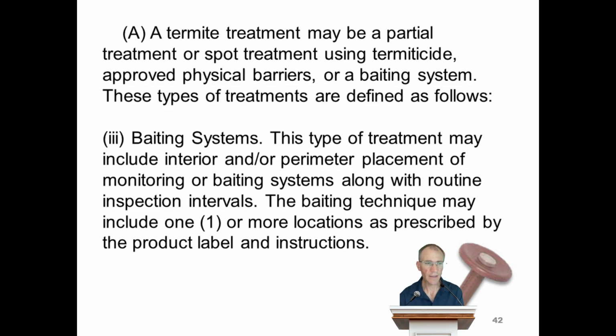3. Baiting systems. This type of treatment may include interior and/or perimeter placement of monitoring or baiting systems, along with routine inspection intervals. The baiting technique may include one or more locations as prescribed by the product label and instructions.